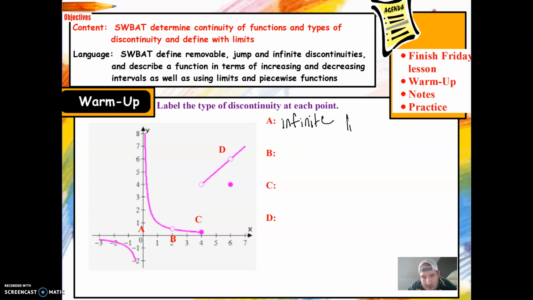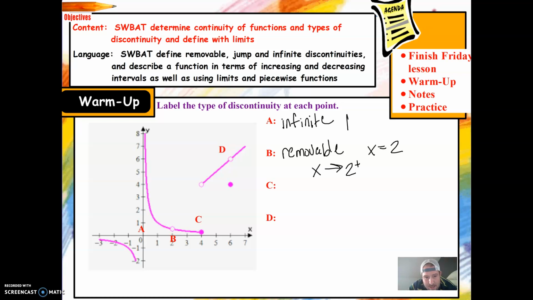And then for B, this is removable. The reason I know it's removable is because it's basically a hole in that line right there. It's removable when x is 2. As x is approaching 2 from the right, it's going towards 0.5. As x is approaching 2 from the left, it also has a height of 0.5.